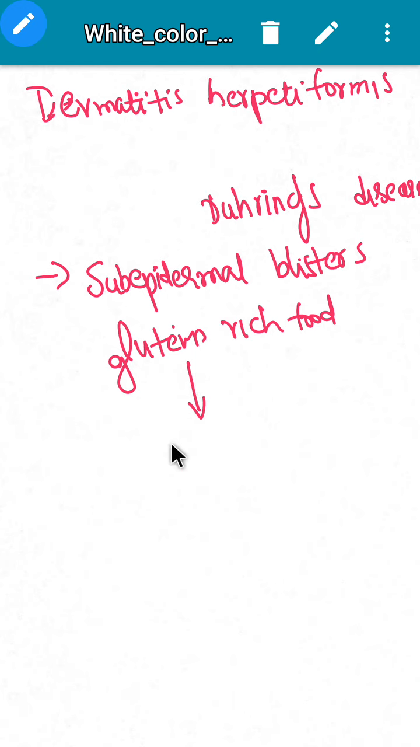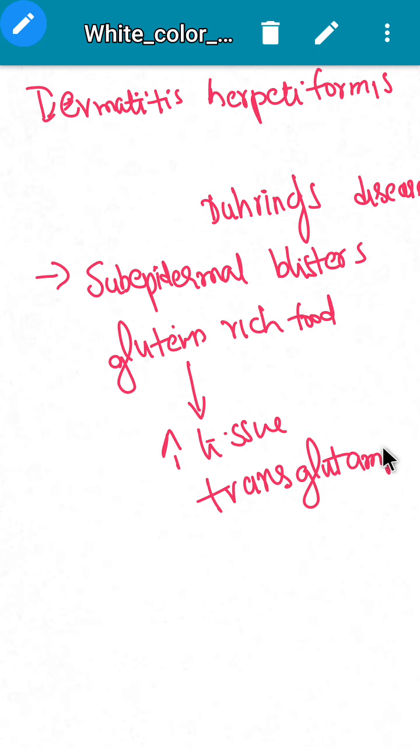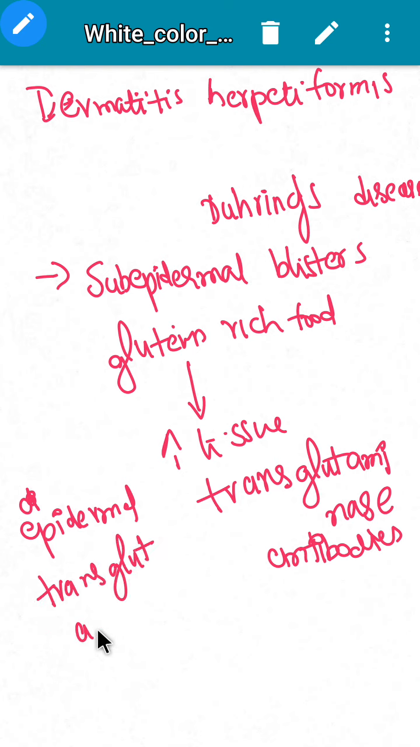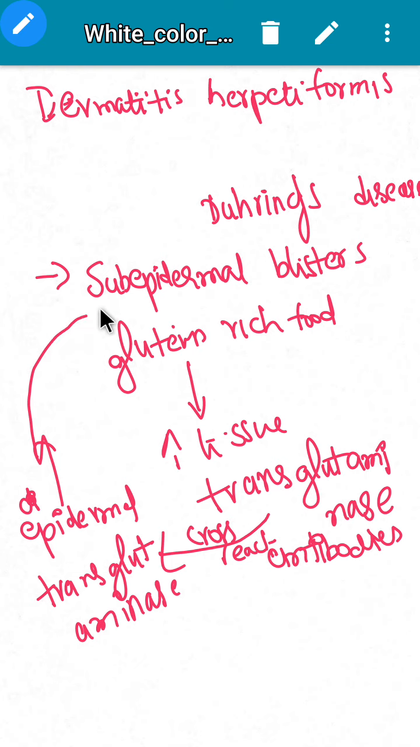there results in formation of an increased number of tissue transglutaminase autoantibodies. They result in the production of tissue transglutaminase antibodies. In epidermis, there is epidermal transglutaminase. The antibodies which are formed against this tissue transglutaminase will cross-react with this epidermal transglutaminase. Due to this, there results in the formation of subepidermal blisters.